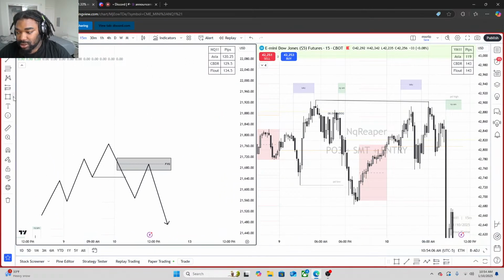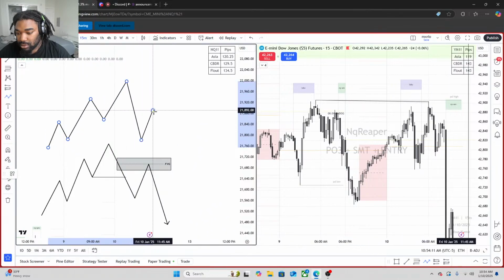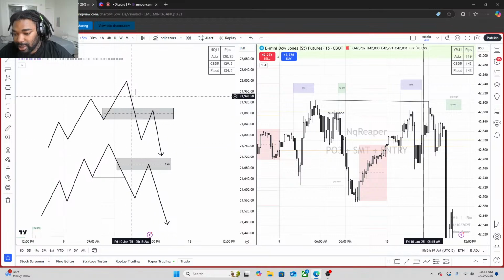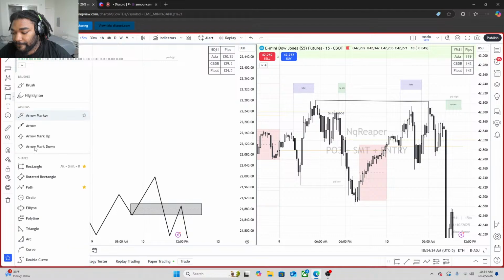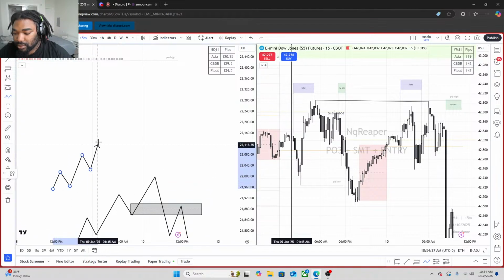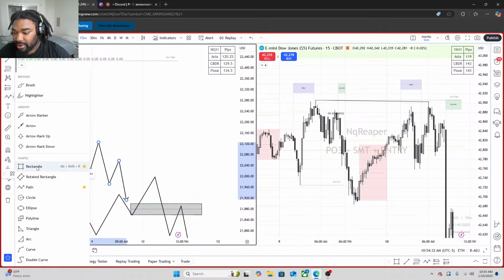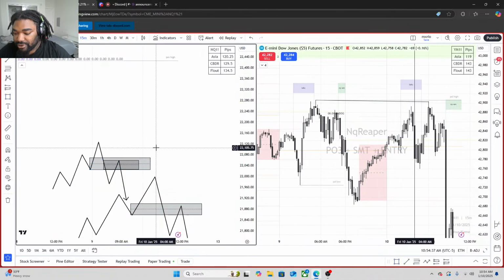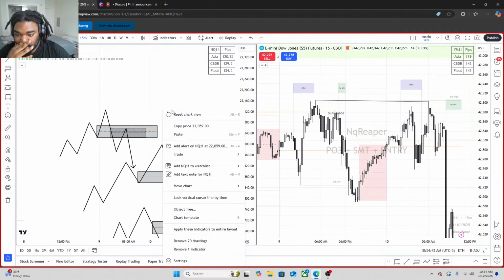Second entry model I use is when you got a breaker and no fair value gap. So that'll be right here. And the last entry model is when you put both of these together. That's called a unicorn model. So you will have the gap and the breaker together. So you got the gap and you got the breaker block going over each other. So this is called a unicorn model right here. But back to the charts.